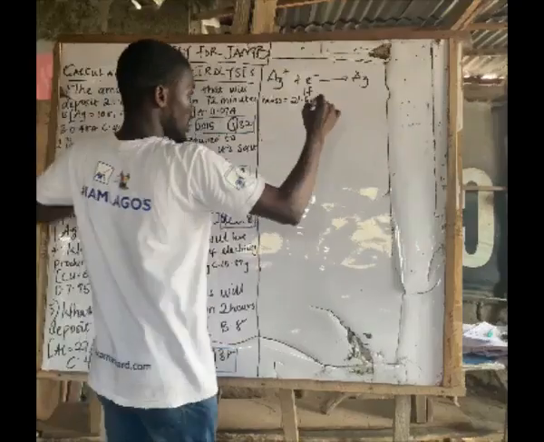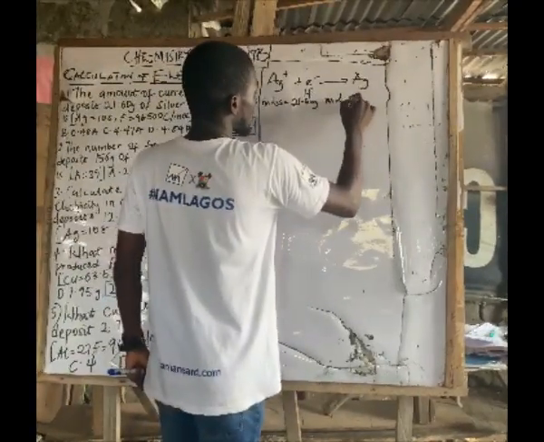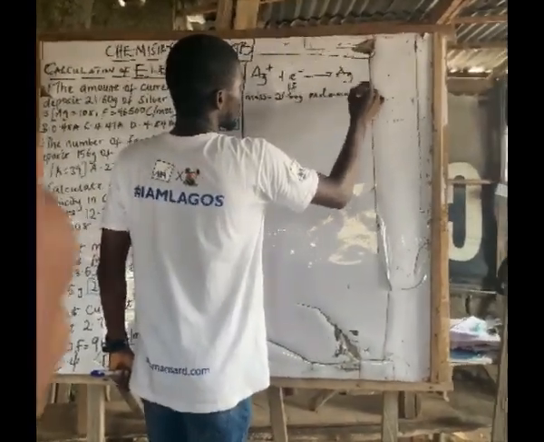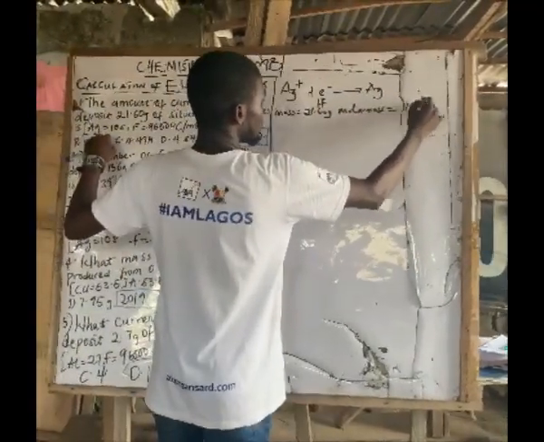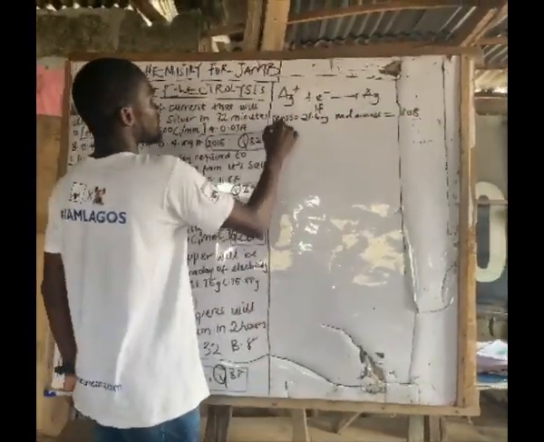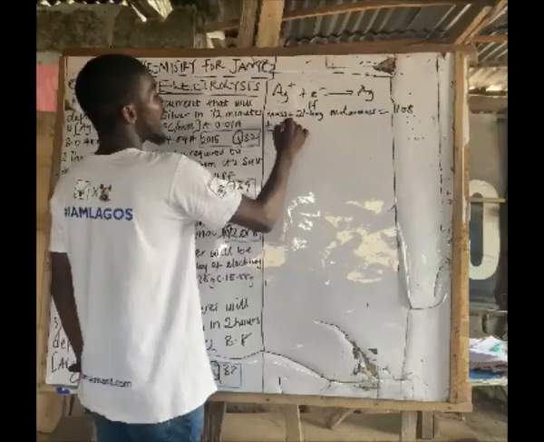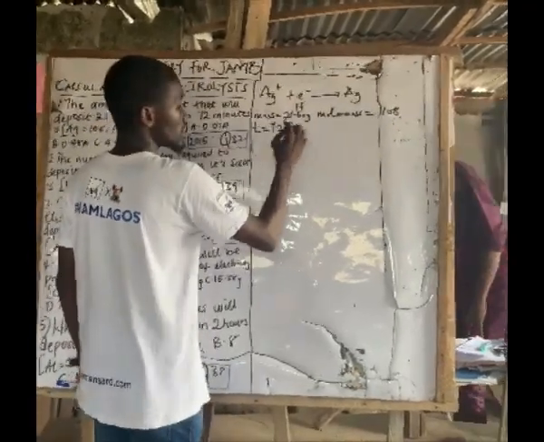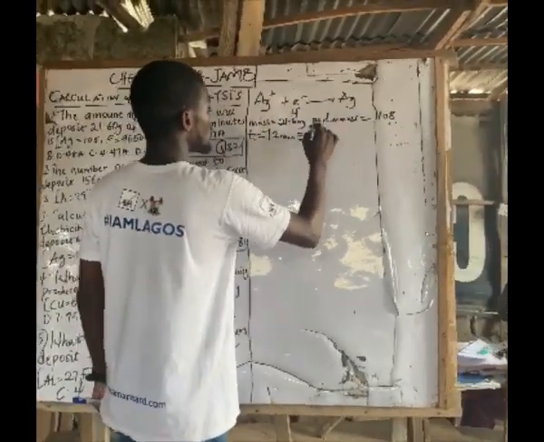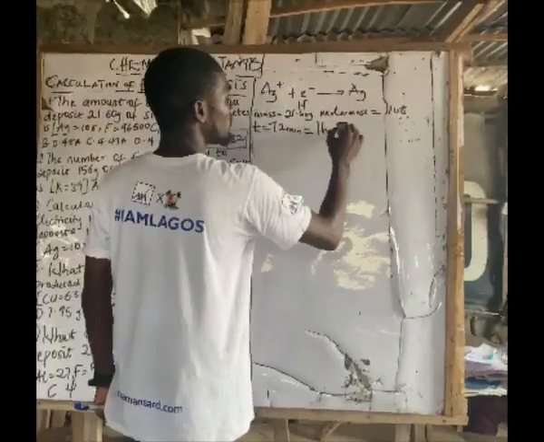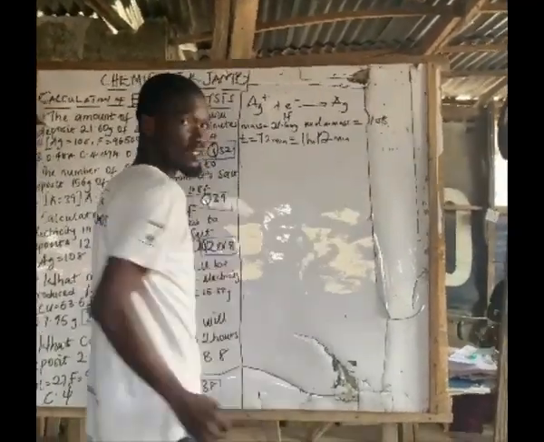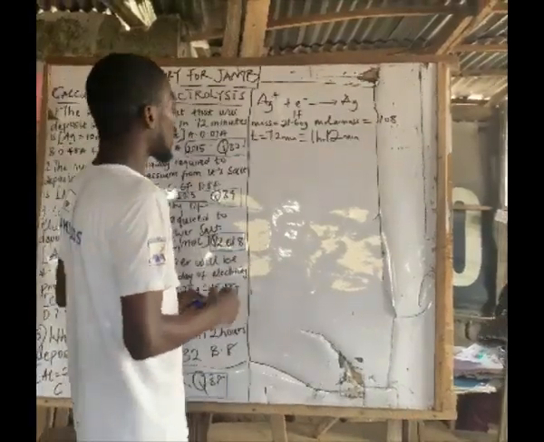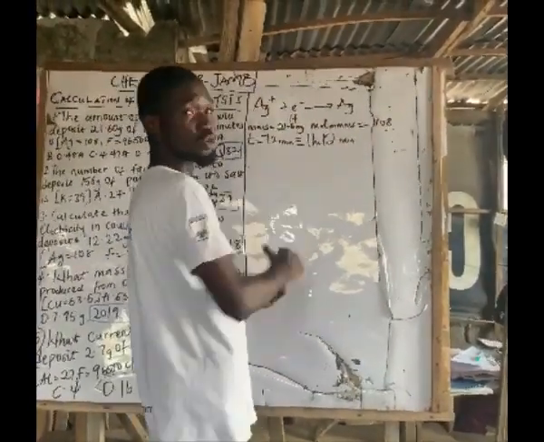Now the mass is equal to 1.60 gram. We have the molar mass equal to 108. Then the time, we have 72 minutes. This 72 minutes is equivalent to 1 hour 12 minutes. So now we have to convert this back to seconds.